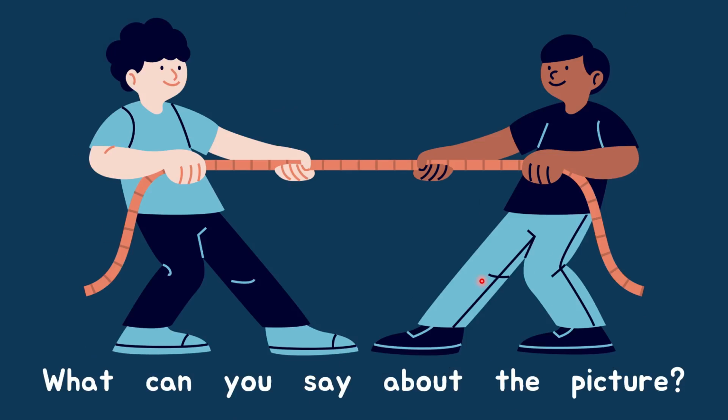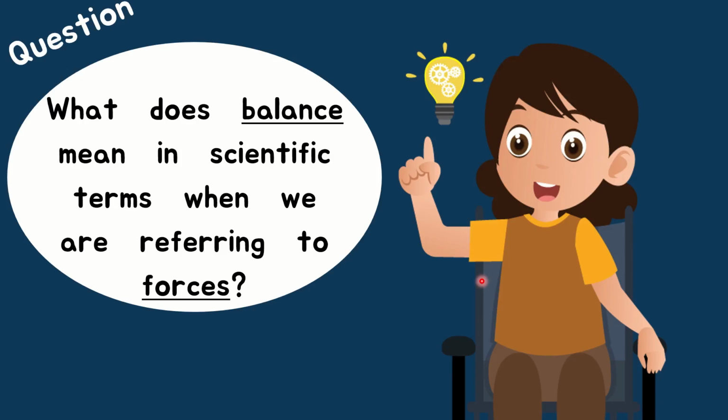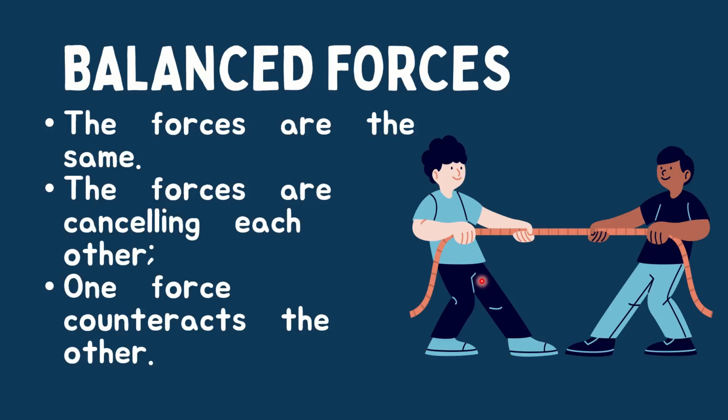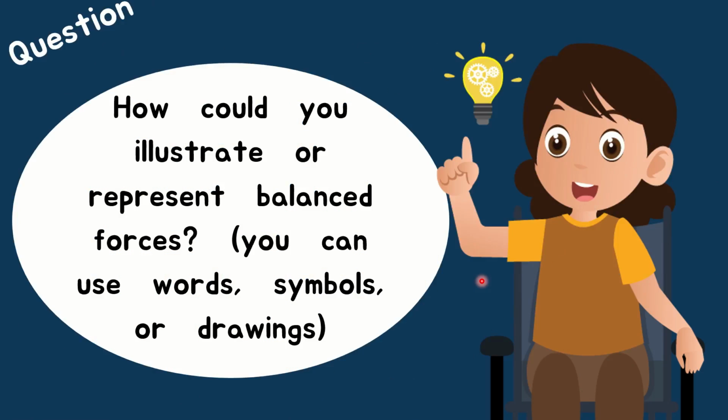What can you say about the picture? We have here two boys that are pulling the rope in opposite direction. The question is, what does balance mean in scientific terms when we are referring to forces? When we say balanced forces, class, these are forces that are the same or forces that are canceling each other. One force counteracts the other. Good job, class! Now, another question.